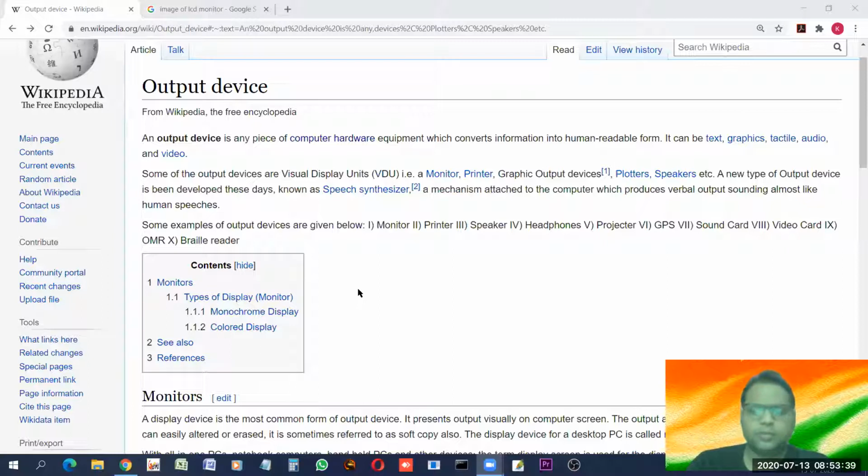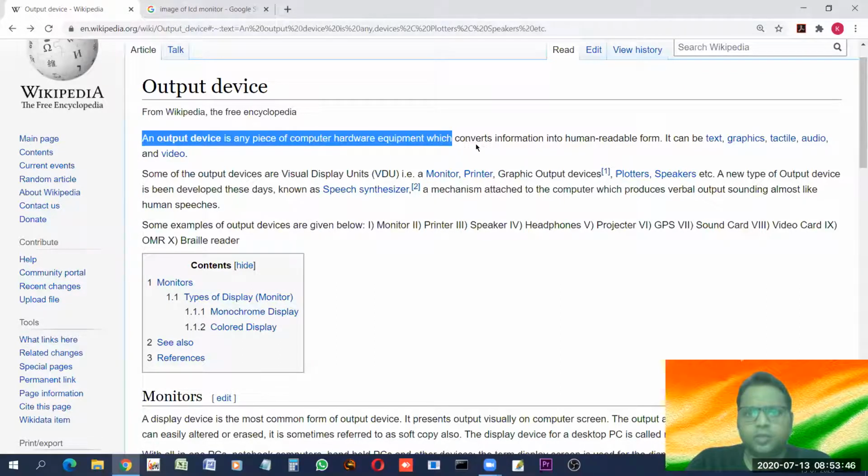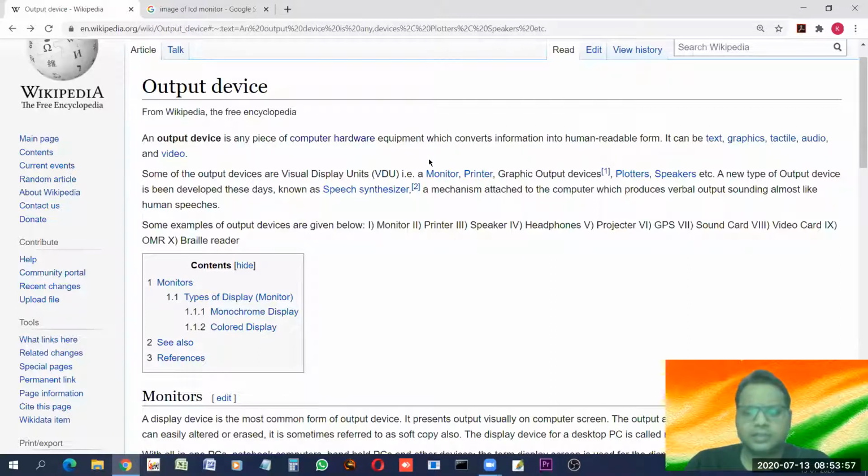First of all, we must know what an output device is. An output device is any piece of computer hardware which converts information into human readable form. It can be text, graphics, tactile, audio, or video. An output device is any device through which we get our computer output. It may be in the form of text, video, audio, or printed form. So we have various output devices.